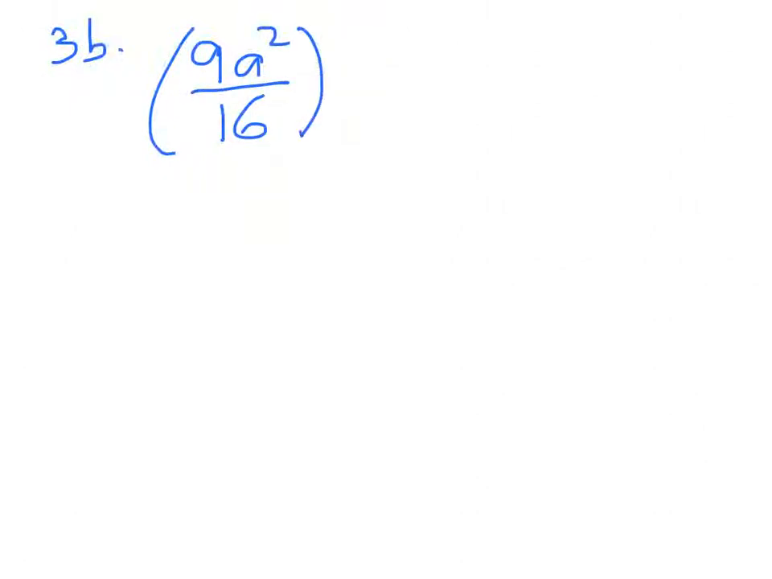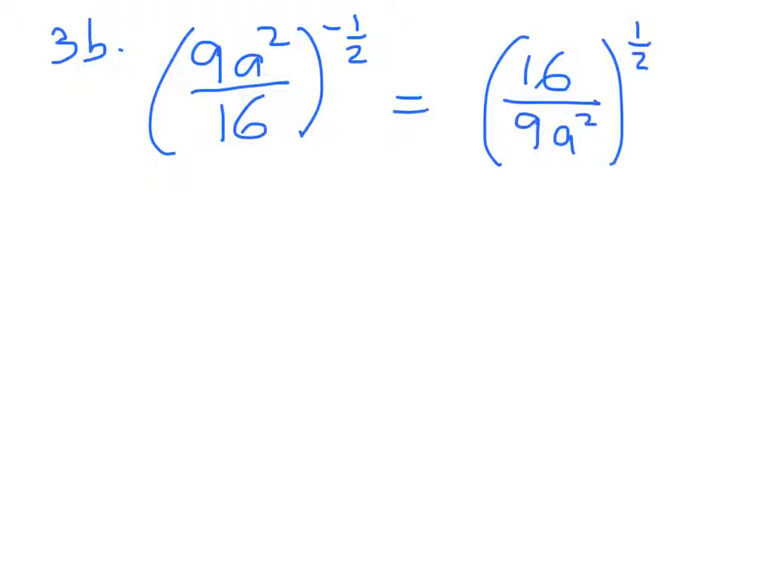Okay, question 3b, simplify fully. 9a squared on 16 to the power of negative a half. Right, several ways to do this, but typically when you see that negative exponent, we know it means take the reciprocal. So we have 16 over 9a squared to the power of a half, which is just getting the square root of the numerator and the square root of the denominator.